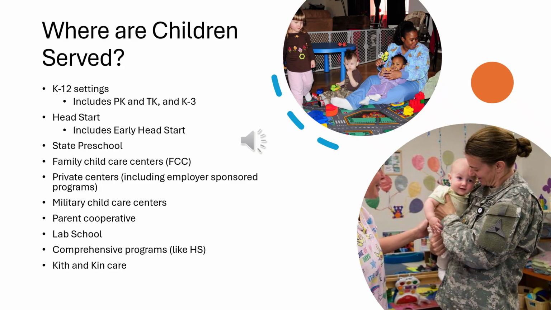Different than family child care. Family child care is a person who is not related generally. Often their own children are there, but they're generally not related to the children that they serve, whereas kith and kin would be caring for children that you're related to, often being unpaid.